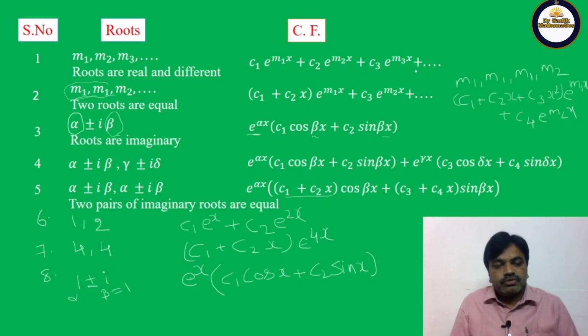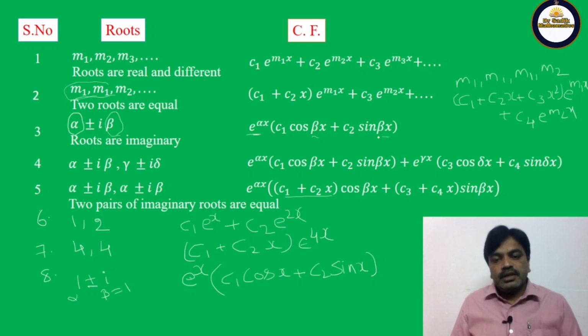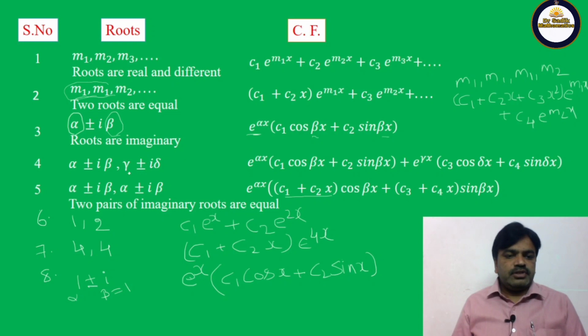Once again, friends, if the roots are real and different, then c1 e power m1x plus c2 e power m2x, and so on. If two roots are repeated, then c1 plus c2x into e power m1x, and if the rest of the roots are different, then c3 e power m2x, and so on. If the roots are imaginary, alpha plus or minus i beta, then the complementary function is e power alpha x into c1 cos beta x plus c2 sin beta x.